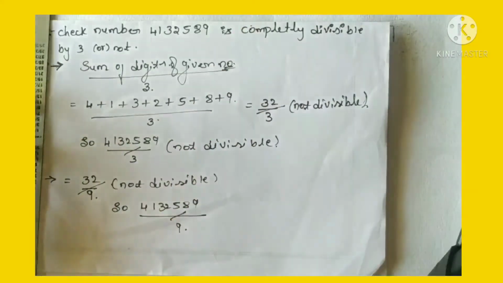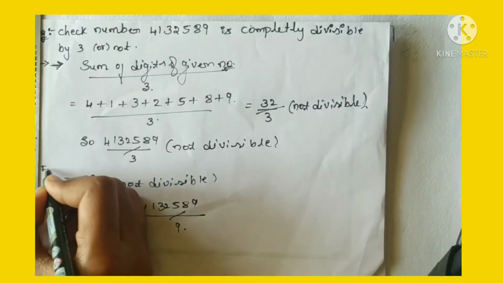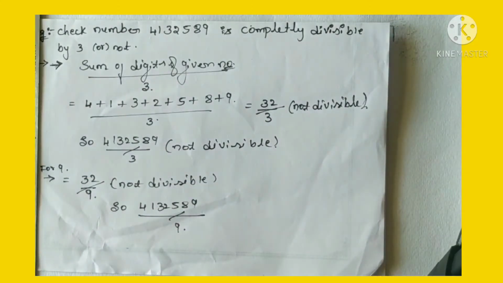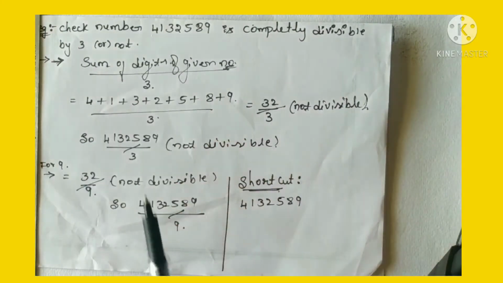Okay, this is all about the rule for 9. This is one method for 3 and 9. There is another short trick, and if you follow this, it saves some time in the examination.